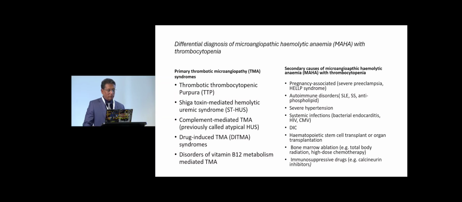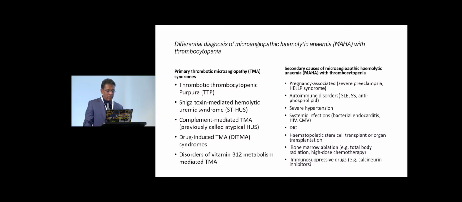So differential diagnosis of MAHA with thrombocytopenia. And there's primary conditions on the left side, but I wanted to look carefully at the secondary conditions. I have a young woman who is on dialysis in our unit who every couple of months presents with a blood pressure of 220 over 120 or something, doesn't take her medications, and she behaves exactly like this with MAHA and thrombocytopenia. So severe hypertension.